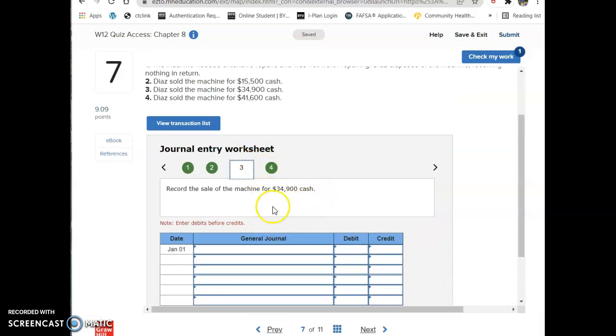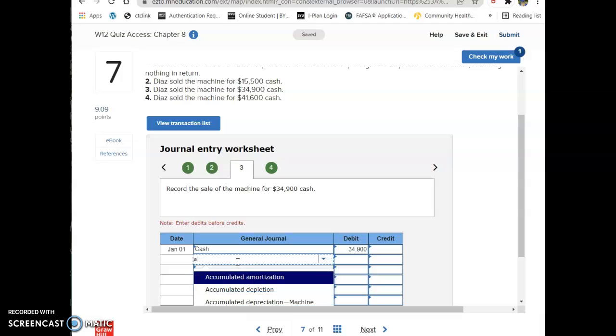Okay, next one, we are receiving 34,900 in cash. If we remember, the 34,900 is the same amount as the book value, so when we receive the same amount of money that it is worth, then it's basically not a net loss or a net gain. That's what I meant to say. So on this one, we are increasing cash by the 34,900.